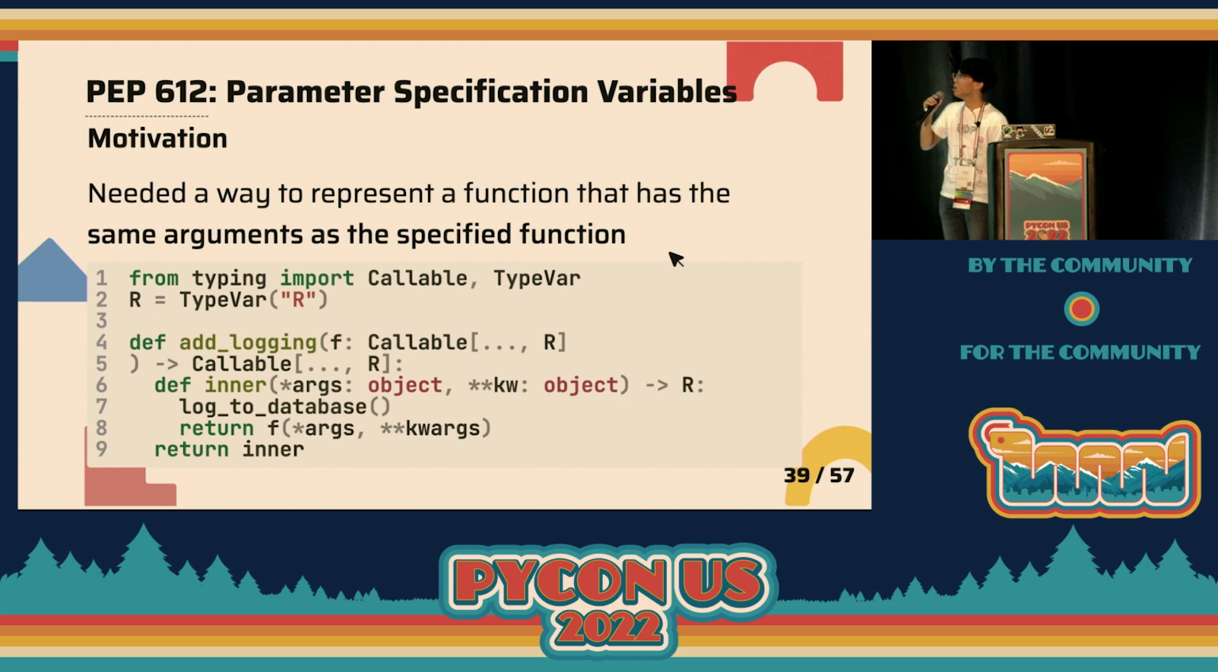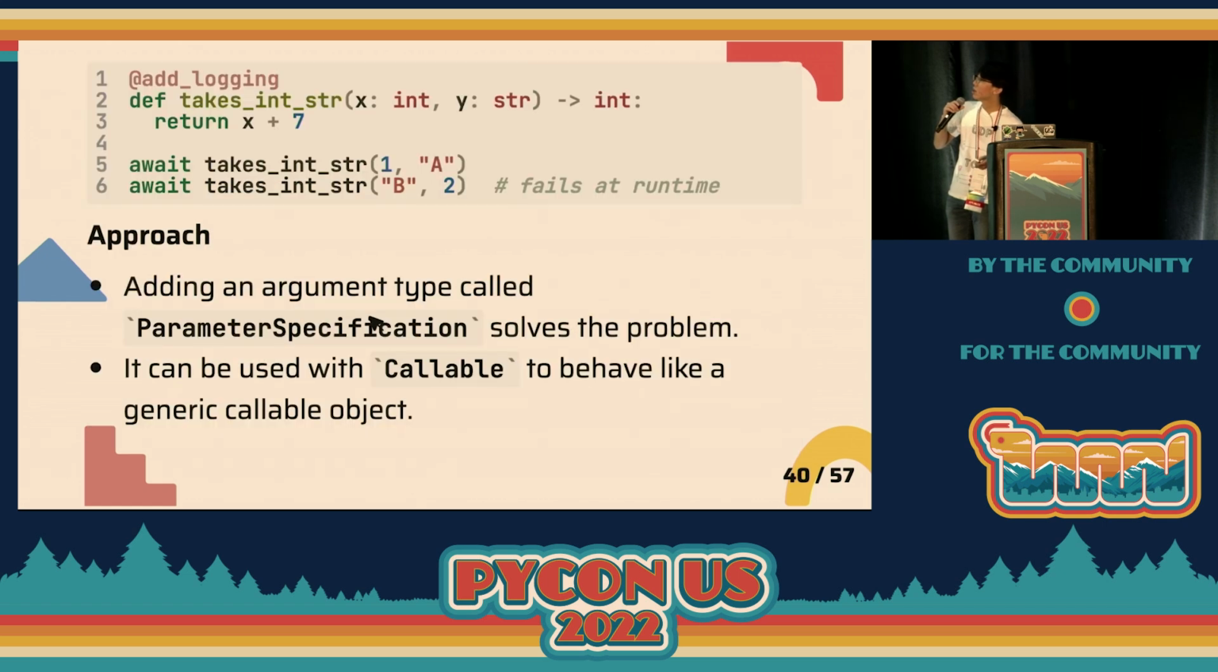Okay. Yes, this is very difficult, but I'll try to explain. Its motivation is needing a way to represent a function that returns the same arguments as a specified function. Yes, that reduces readability, but the approach is here. Adding the argument type code is like this. To use it, import from typing. Yes, it can be used with Callable to behave like a generic Callable object.